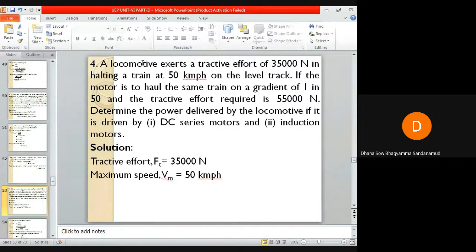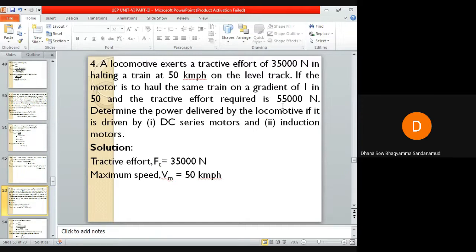If this motor, which is inside the train, has to stop the train on a gradient of 1 in 50 and the tractive effort required is 50,000 Newton, then you have to determine the power delivered by this locomotive. If the motor of the locomotive is a DC series motor, or if the motor of the locomotive within the train is an induction motor. Okay, so let us check that. How much power is delivered by this locomotive if it is driven by a DC series motor or an induction motor?